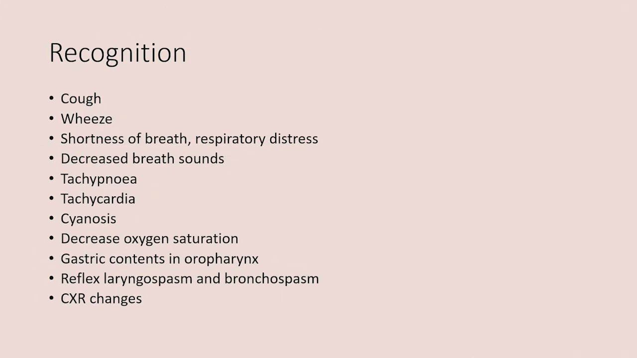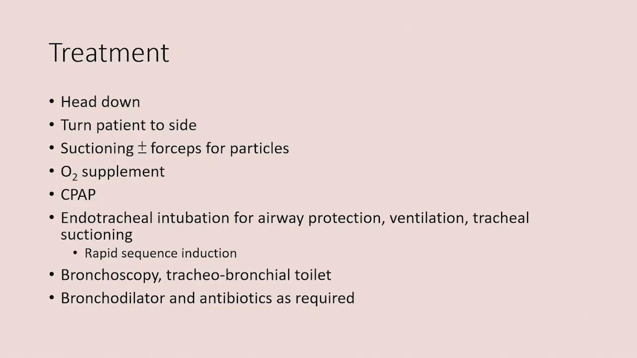And how do we recognize aspiration? The child may cough, may wheeze, there may be shortness of breath and distress. When we listen, there may be decreased breath sounds on one side or bilaterally. The child may then develop tachypnea, tachycardia, cyanosis, and desaturation. And if we do suctioning, we may find gastric contents in the oropharynx. In severe cases, the child may develop reflex laryngospasm and bronchospasm. And when we do a chest X-ray, we may find evidence of aspiration pneumonia changes.